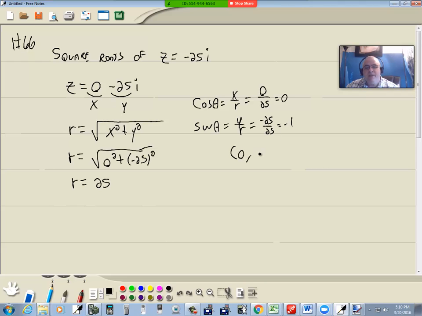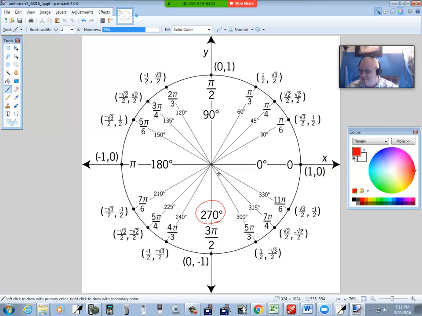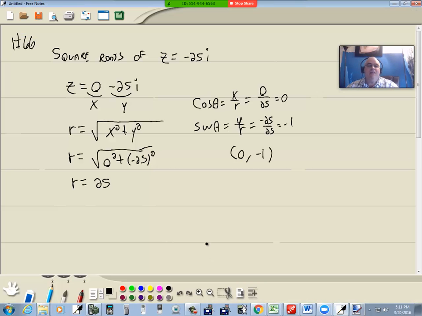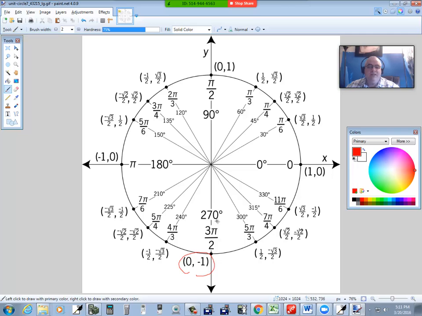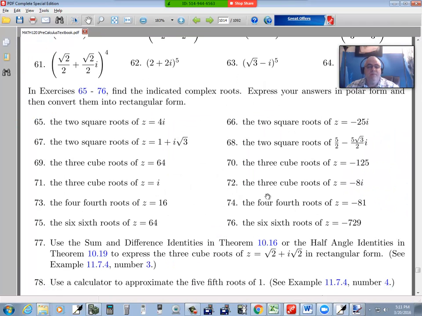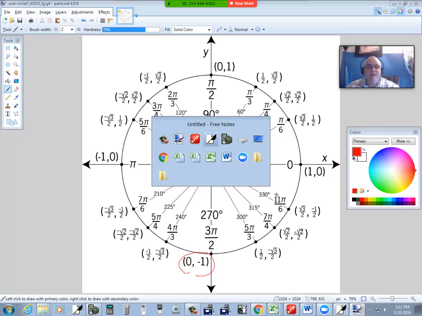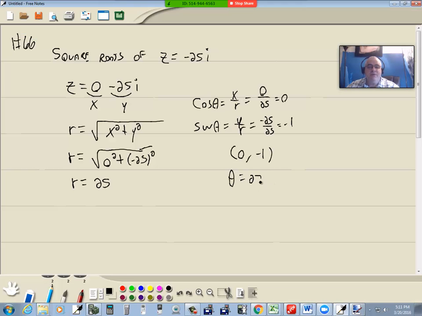So I'm looking for a point on my unit circle that's 0, -1. Well, that one's pretty straightforward. 0, -1 is right down here, which is 270 degrees. So theta is equal to 270 degrees. So our polar form is 25 CIS 270 degrees. So this is what we're working with.